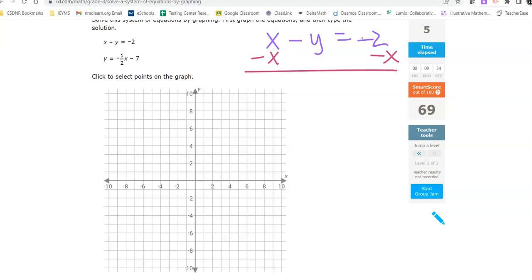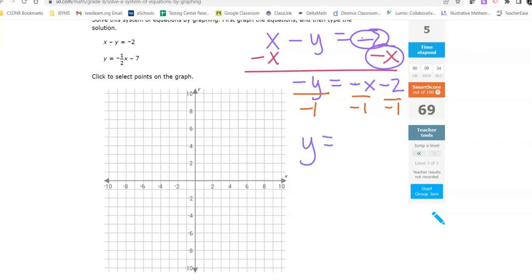And that will give me a new sentence of -y equals -x minus 2, right? I keep everything the same because they cannot be combined. But now I have to do one more thing because the y cannot be negative. So I'm going to divide everybody by -1. That's going to give me a positive y, and a negative divided by a negative is a positive x, and a negative divided by a negative is a positive 2. And now I can start graphing.